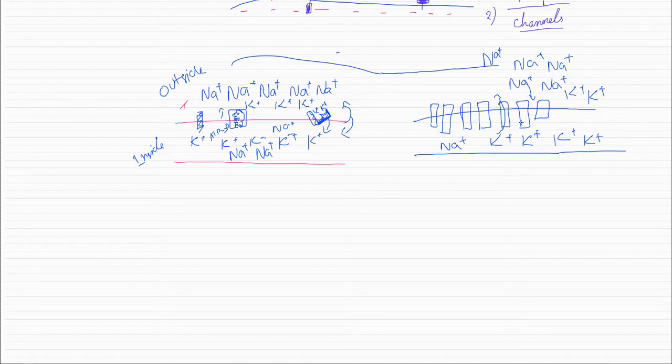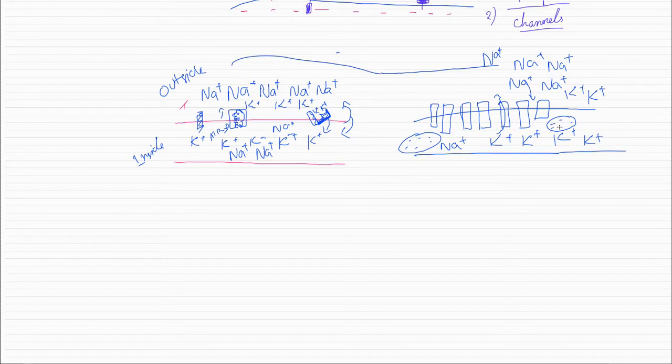So this is basically the reason why there's a potential difference of minus 70 millivolts. Another reason is that the inside of a cell also has certain proteins which are negatively charged. So this adds up to why we have minus 70 millivolts.